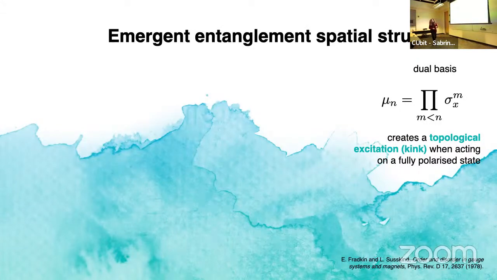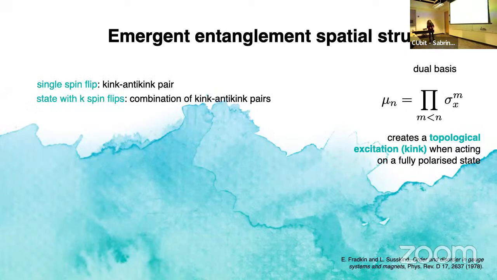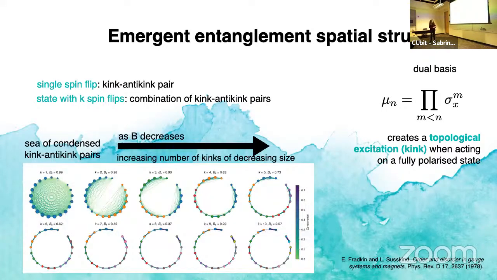And it's interesting because they describe the different ground states across the different sectors in terms of the behavior of kink, anti-kink pairs. In particular, a single spin flip, which is the action of this operator on the fully polarized state, creates a kink anti-kink pair. And the state with K spin flips is a combination of kink anti-kink pairs.